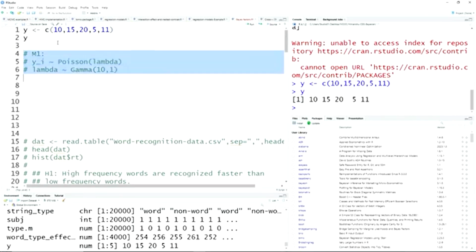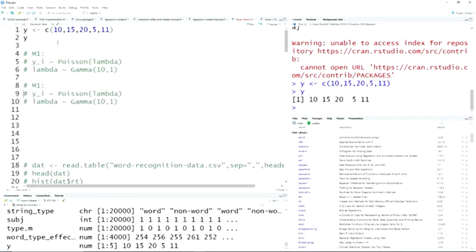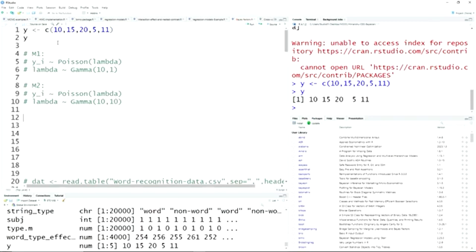Okay. So, this is model 1, and let us say model 2 is yi comes from Poisson lambda, but on lambda the prior is gamma 10, 10. Okay, so these are your two models. So, what is the only difference between these two models? The prior assumption. These two models differ in their prior assumptions about the parameter lambda.